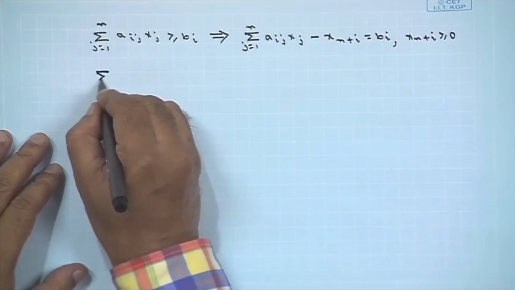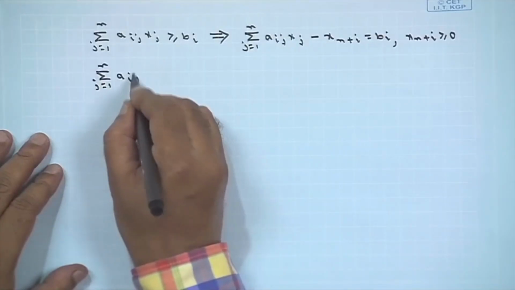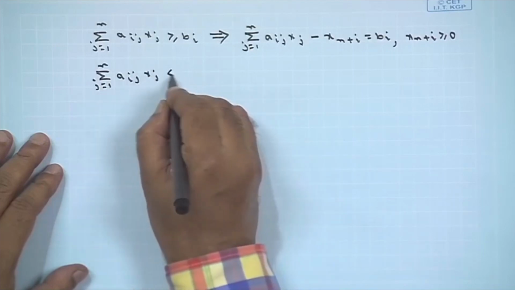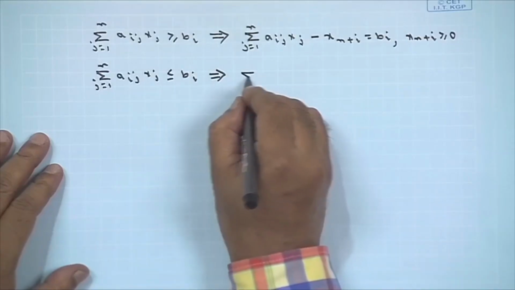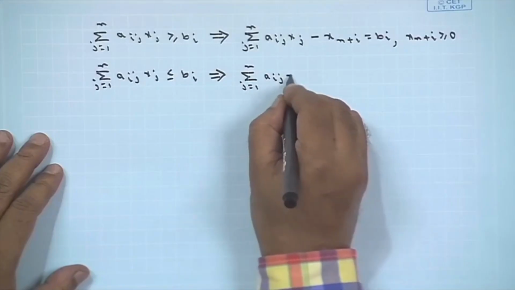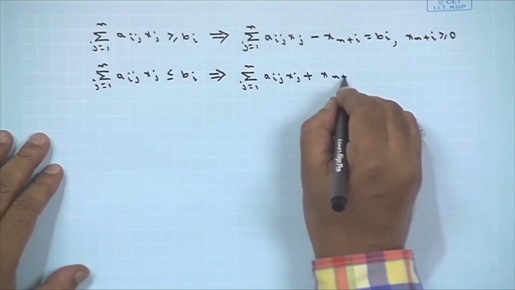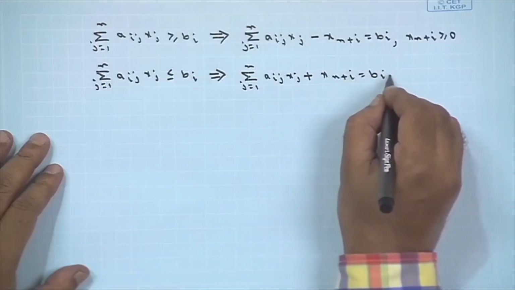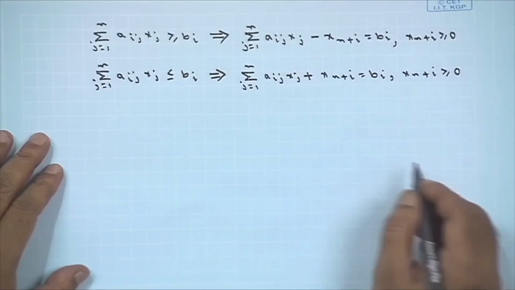Similarly, if you have an inequality constraint like this, summation j equals 1 to n aij xj less than or equal to bi, this can be converted into an equality constraint by adding one variable, say x n plus i, equals bi, where x n plus i is greater than or equal to 0.